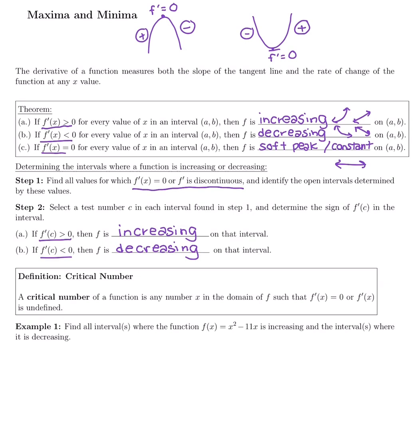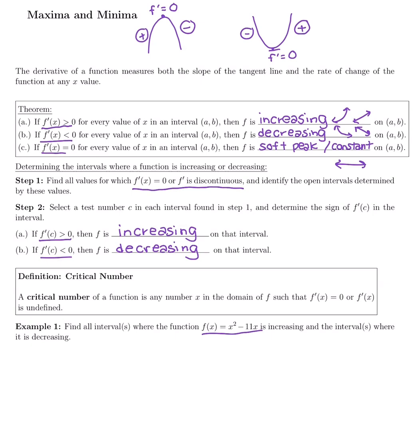And from that we get a definition that a critical number of a function is an x value in the domain of f such that the derivative is 0 or undefined. So the critical number is whatever makes the derivative 0 or undefined. So let's look at this and find where this function is increasing and decreasing.